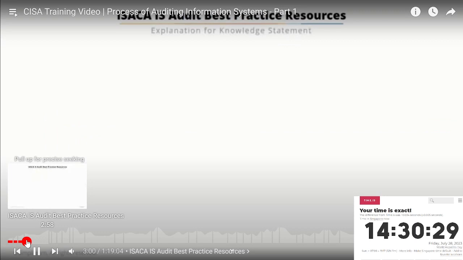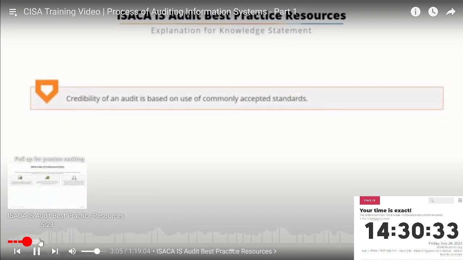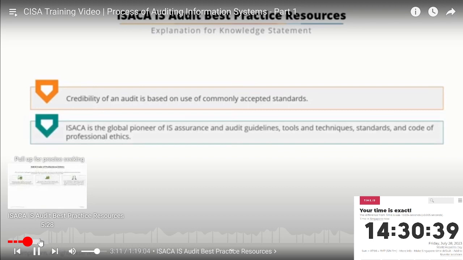There's an explanation for this knowledge statement. First and foremost, the credibility of any audit is based, at least in part, on the use of commonly accepted standards. It just so happens that ISACA is a global pioneer of IS assurance and audit guidelines.